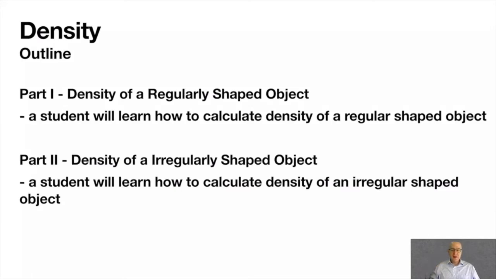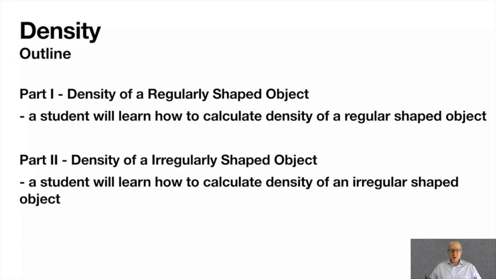Part 1, density of a regularly shaped object. A student, that's you guys, will learn how to calculate the density of a regularly shaped object. Now, for the most part, mass is easy to get. Density is mass over volume. As long as you have a digital scale, you can get mass. The hard part is volume. Getting the volume of an object is not always easy. But for a regularly shaped object, such as a cube, or a cone or a cylinder, you can calculate that with math. Just measure the length, the width, and the height of a cube, multiply it through, and you'll get the volume of the cube.